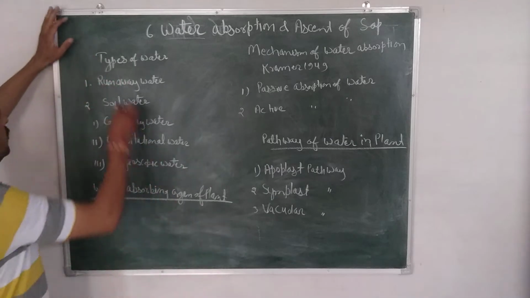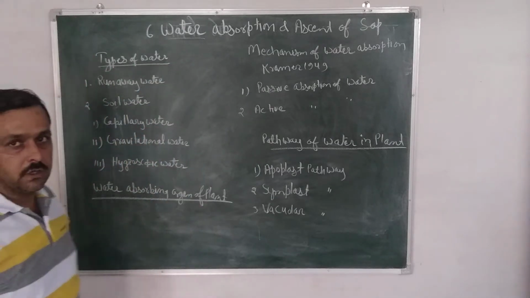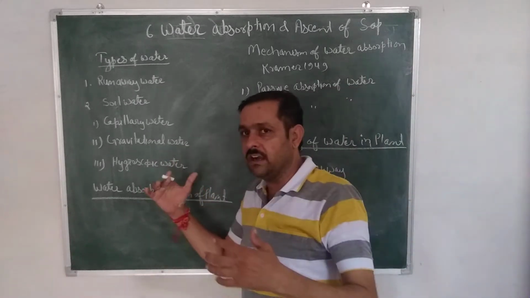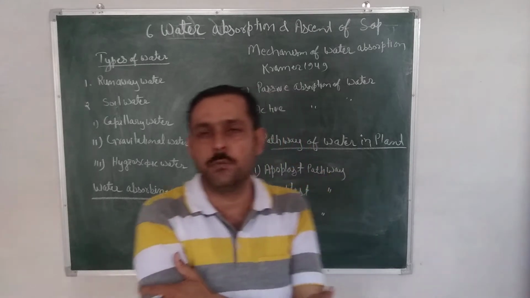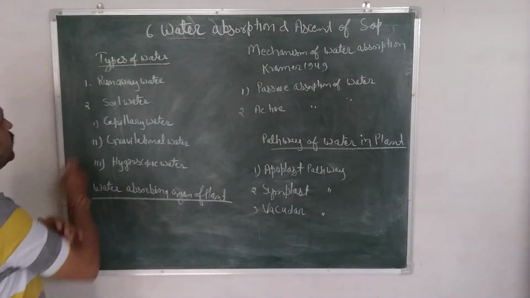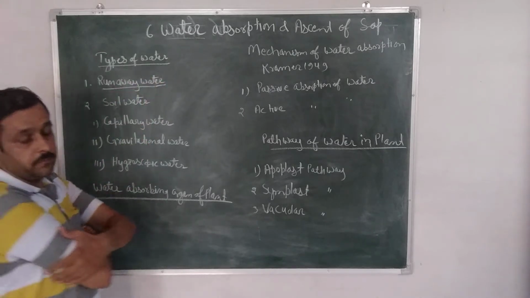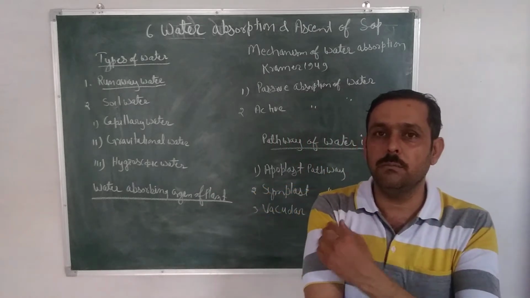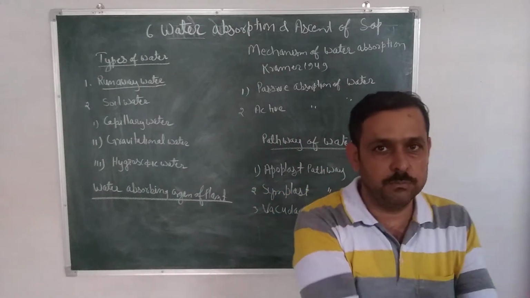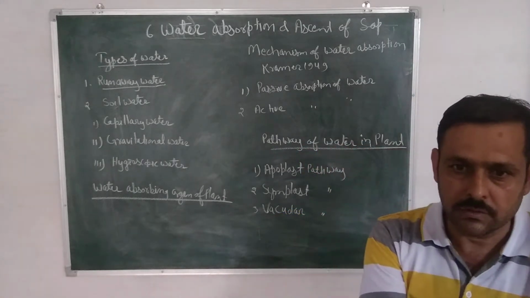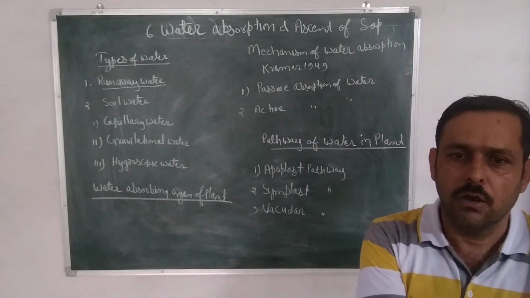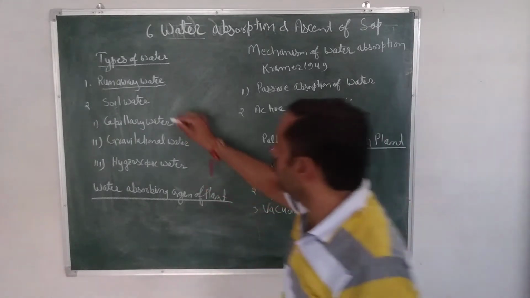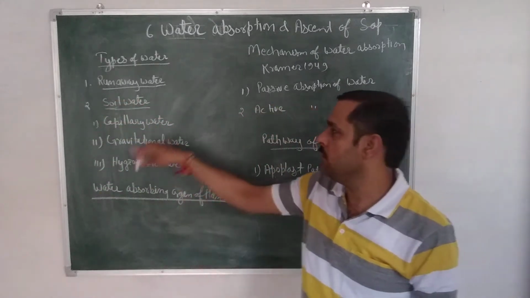Here we are studying types of water. There are two types of water. Whenever heavy rain happens, some water flows very fast on the surface of the earth. That is called runaway water. But whenever there is small or a little bit of rain, the soil particles absorb that water. In light rain most of the water is absorbed in the soil, which is called soil water. And soil water is also of many further types.